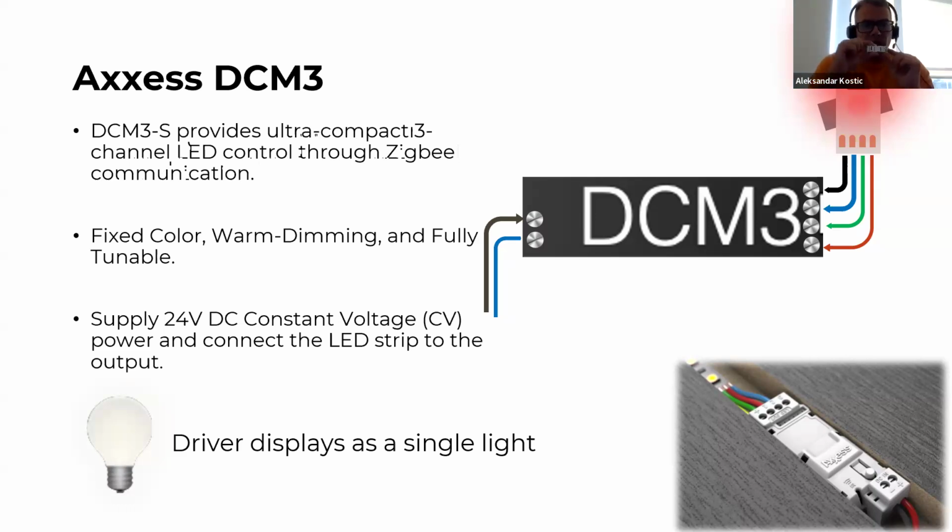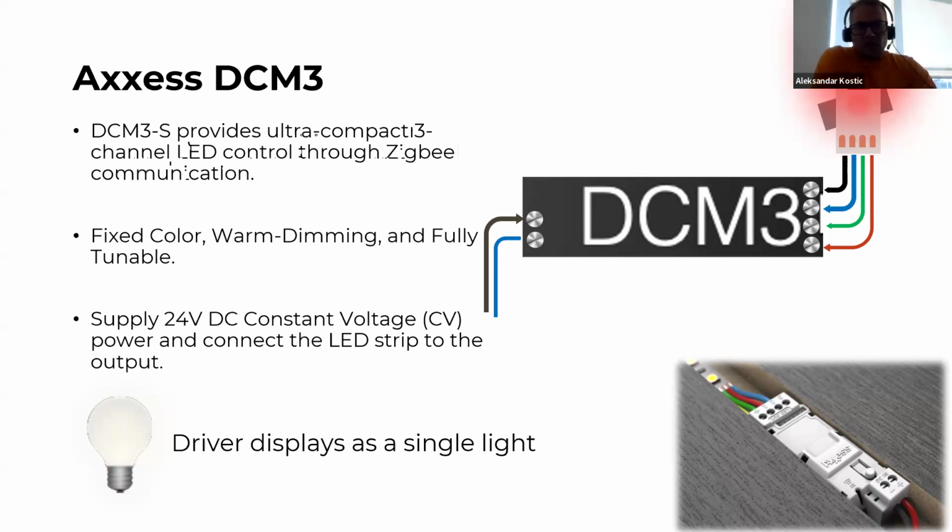On one side of the controller, you have a 24-volt DC input powering up the controller and the tape, and on the output you have 3 channels. That means 4 wires: one for voltage, and 3 wires controlling the LED tape itself. So installation is quite simple. You just need to wire up to the 24-volt power supply and connect the LED tape directly to the controller. This controller can support fixed color, warm dimming, and fully tunable white LED tapes, which use up to 3 channels for full control.